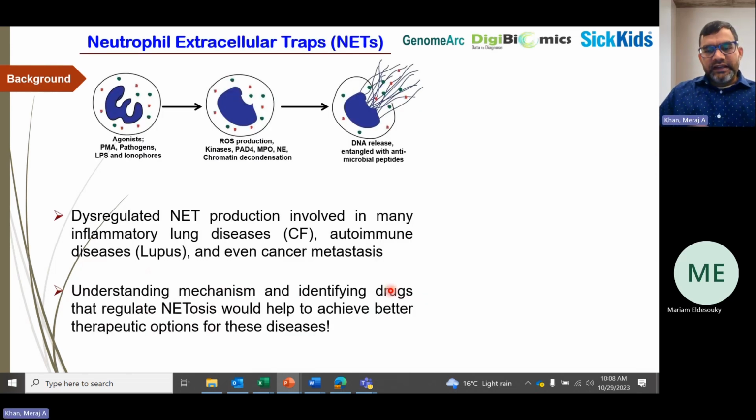As I explained in the previous one, this illustration shows the key steps in making NETs. Whenever there is an agonist, pathogens, LPS, or ionophores, and PMA, which is a pharmacological agent, they interact with neutrophils. Neutrophils start decondensation. The detailed mechanism will be covered in the next slides.